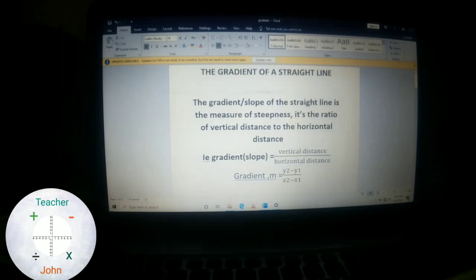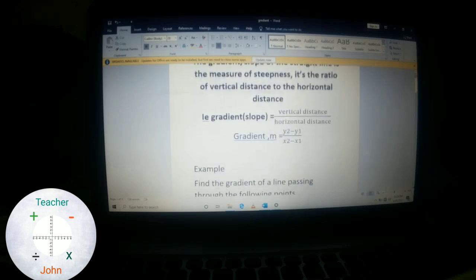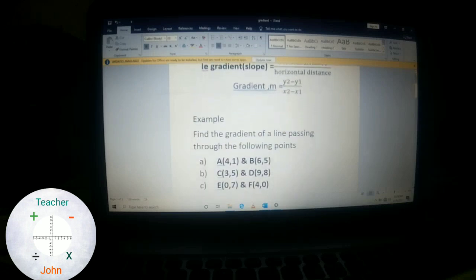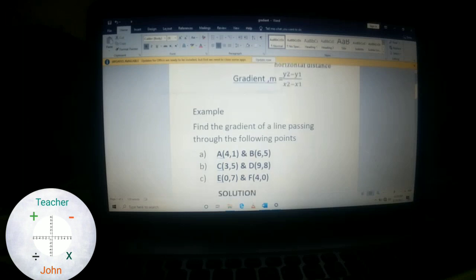We normally abbreviate the gradient as the letter m, small m, which is the vertical distance, on the y-axis, over the horizontal distance, on the x-axis. So when you see that the gradient m is y2 minus y1 over x2 minus x1, we are going to see an example and you get to know more about that gradient.